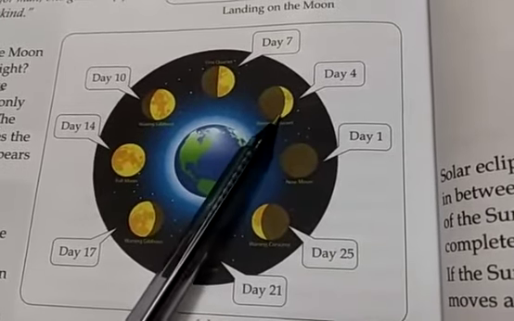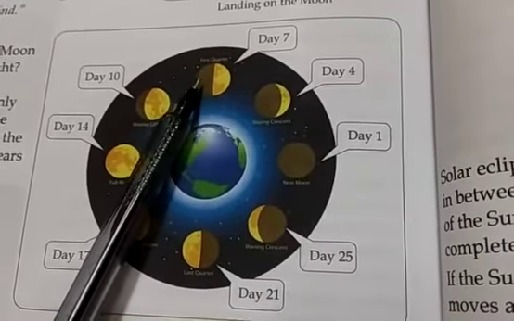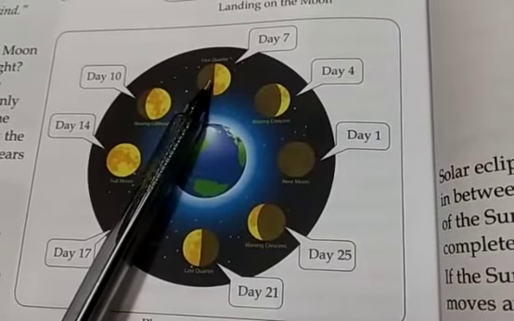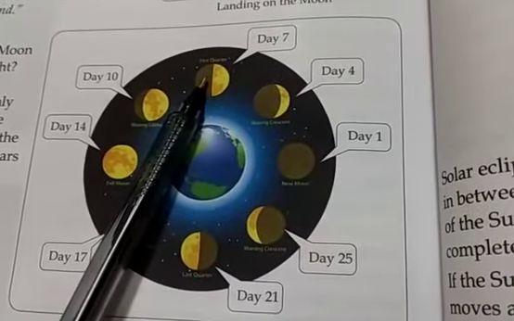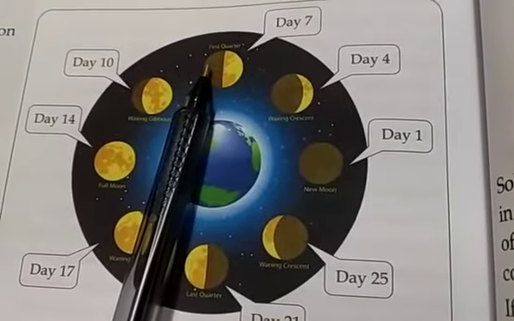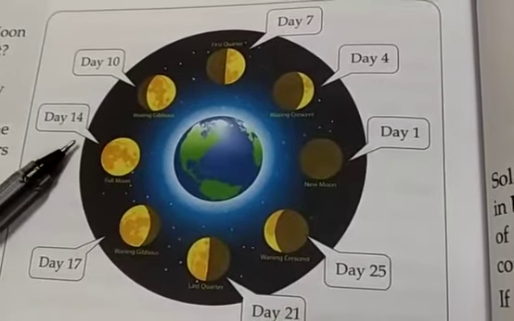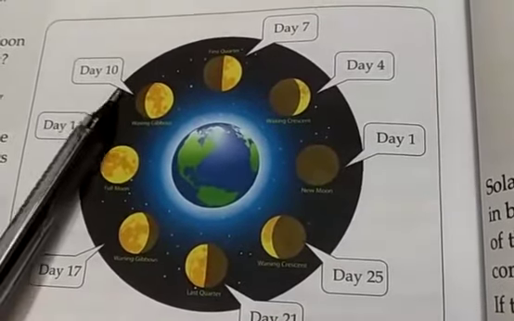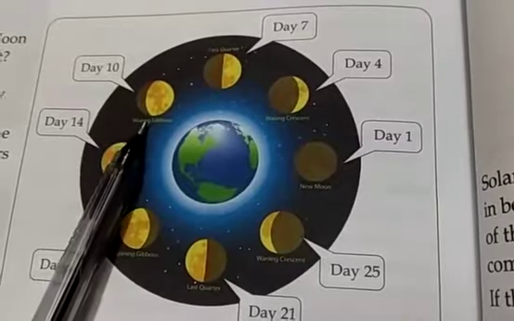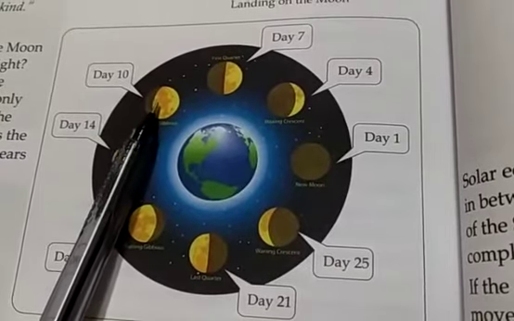Then later as it is revolving, it goes up. At that time exactly half of the moon gets the reflection of the sun. So what is this known as? Half moon. Then on the 10th day, almost 3/4 of the moon is visible. This is called the gibbous moon. Here you can see 3/4 of the moon is visible. That means this part is facing the sun, so the reflection is more than half.